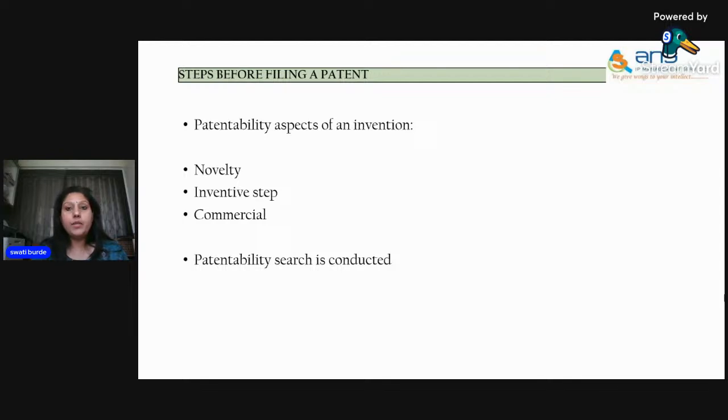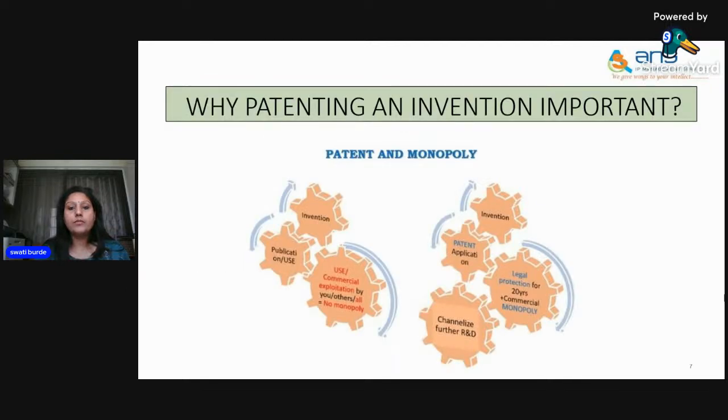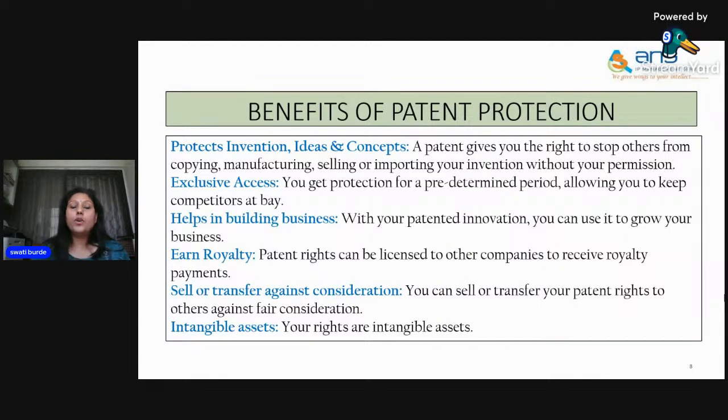Commercial aspect is like it can be monetized or it can be sold in the market. Why is it important? Because it is a monopoly right. It gives the inventor an exclusivity to stop others from using your patented invention. Nobody can copy, manufacture, sell, or import your patented invention without your permission. So if they take your permission, it means they can be licensed out. There could be cross licensing. You can sell your patented invention.